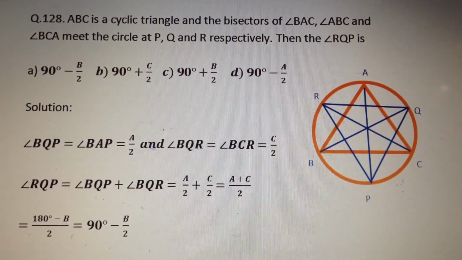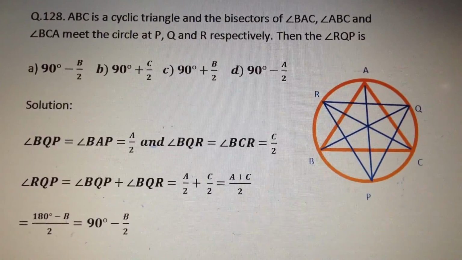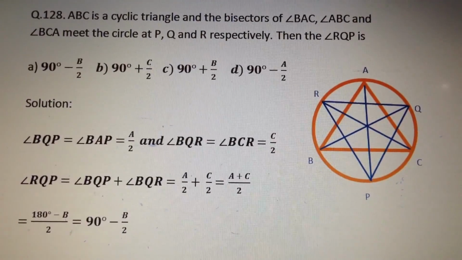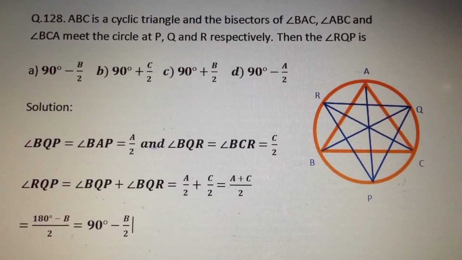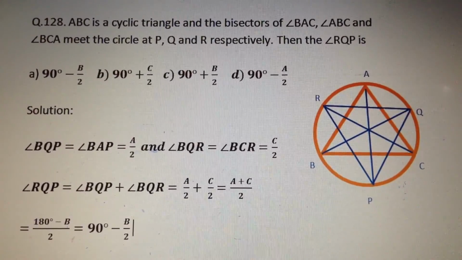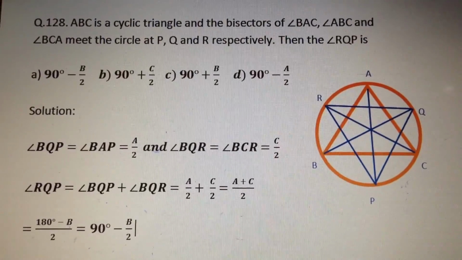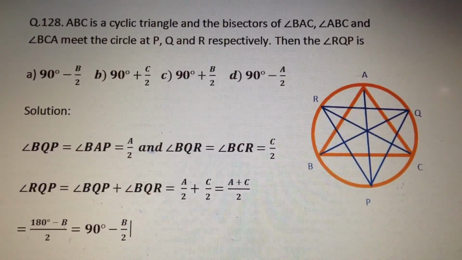Next question. ABC is a cyclic triangle and the bisectors of angle BAC, angle ABC and angle BCA meet the circle at P, Q and R respectively. Then find the angle RQP.